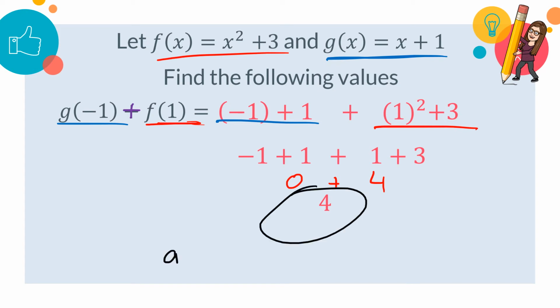Now, for the notation, because this notation is so long, you could write it all out and then equals 4, but I'm not going to be too picky there.